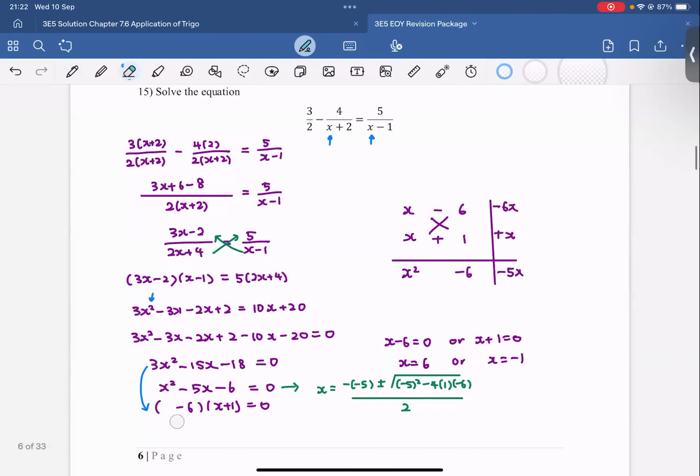Okay, because after all, when you expand this, it doesn't give you 3x squared. You can put a 3 in front, then fine, it's okay. But if you never put the 3, they are not exactly equal to each other.